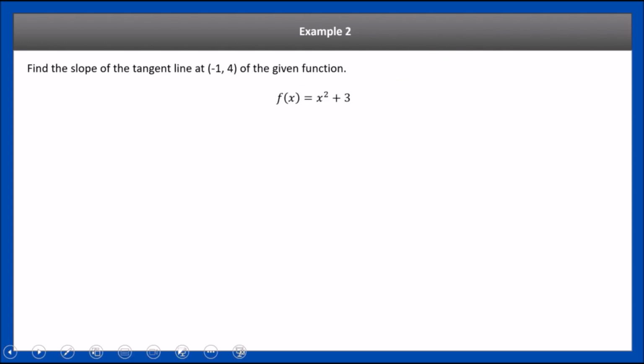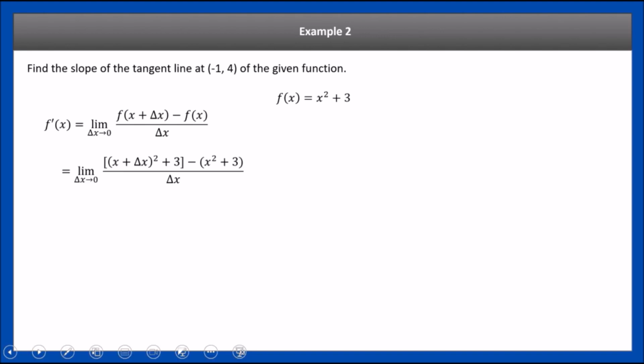Now, if you look at example 2, this time we're going to do something a little bit more interesting. The other one was just a linear function. This one is a quadratic. So this one actually is a more interesting result. So let's find the slope of this quadratic function at x equals -1. Well, this is the definition of the derivative, if you recall.